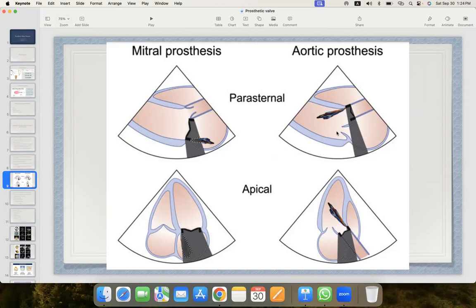And of course, the apical view will help you a lot to see the paravalvular leak for the aortic valve. We always say that when you do the TEE, always go deep gastric to be able to see the aortic regurgitation, because from the aortic short axis view in the esophagus view, it will sometimes be difficult to see the paravalvular leak.